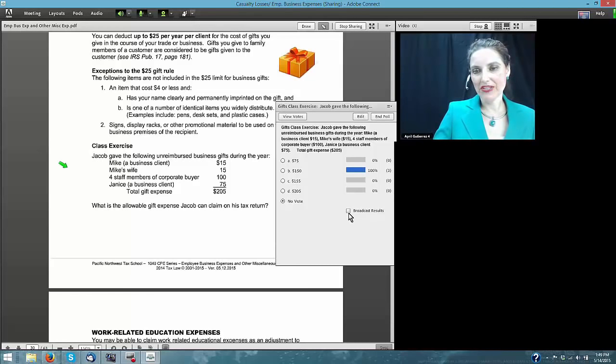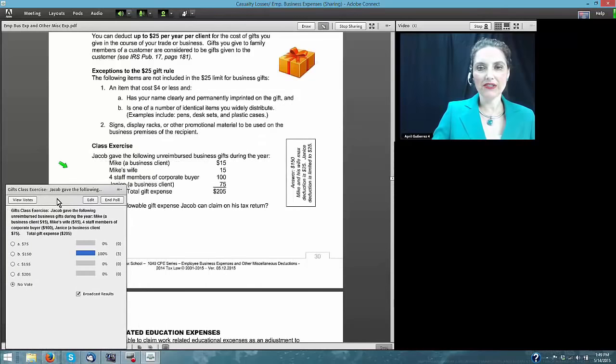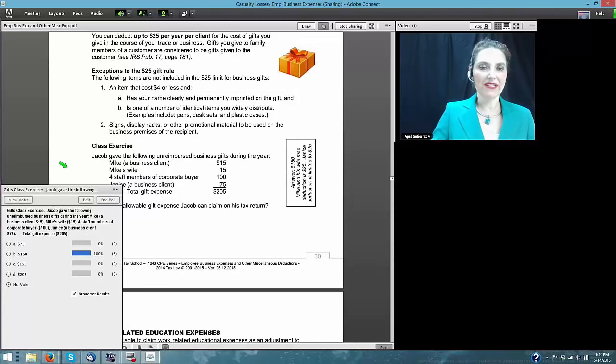So let's see what y'all came up with. 3 of you responded, and you all agreed that the gift deduction would be $150. So let's see if that is the correct answer. And I actually have the correct answer written sideways here in the manual. And that is the correct answer. So you did good. You were paying attention.